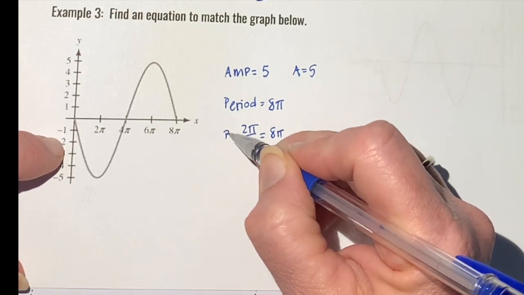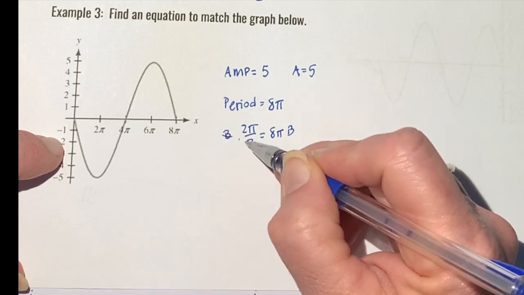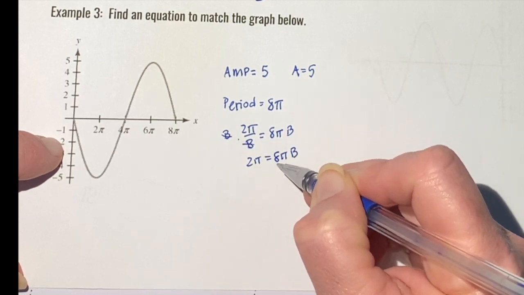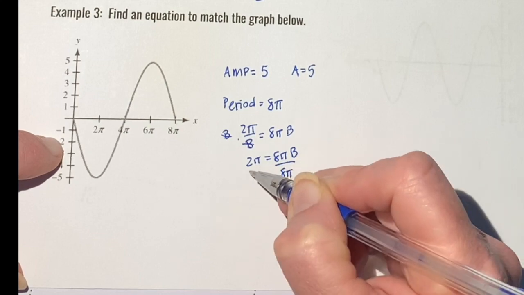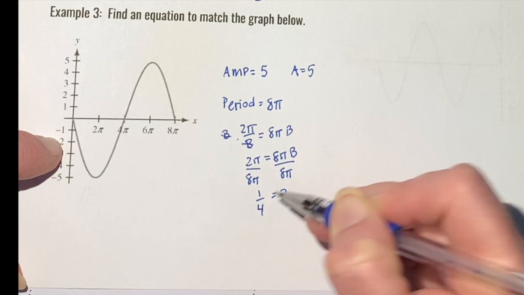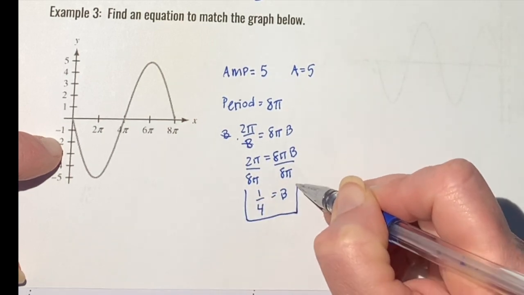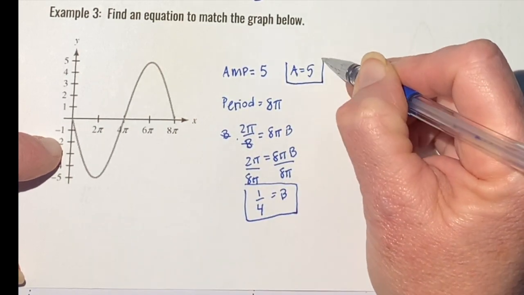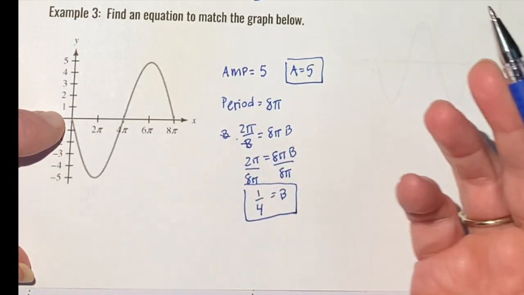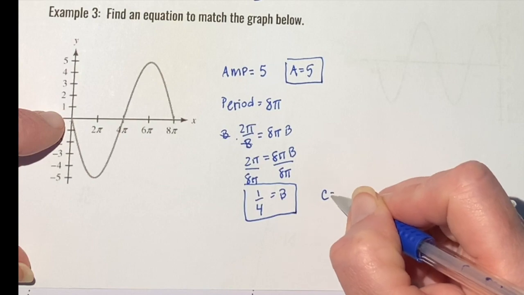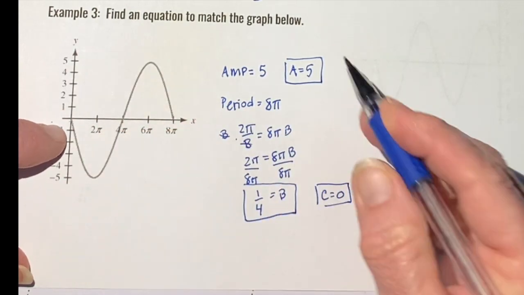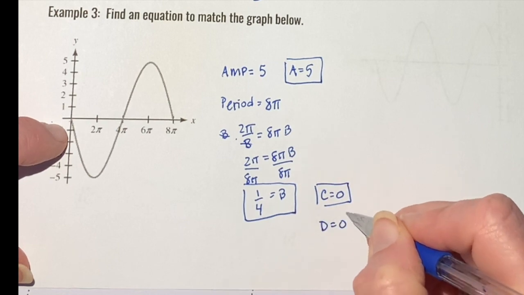So I'm going to multiply by b. 2 pi equals 8 pi times b. Dividing by 8 pi to solve for b gives me 1 over 4 for b. So there's my b. There's my a. All right, because again, the cycle starts at 0. There has been no phase shift, so c is 0, and there's been no vertical shift. The graph is oscillating around the x-axis, so d is 0.